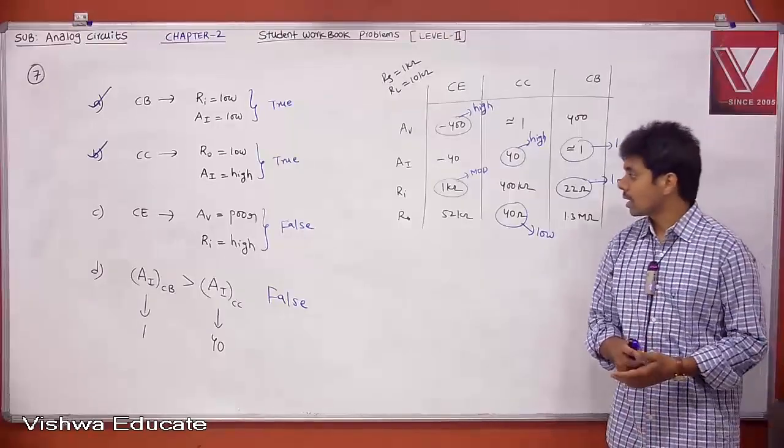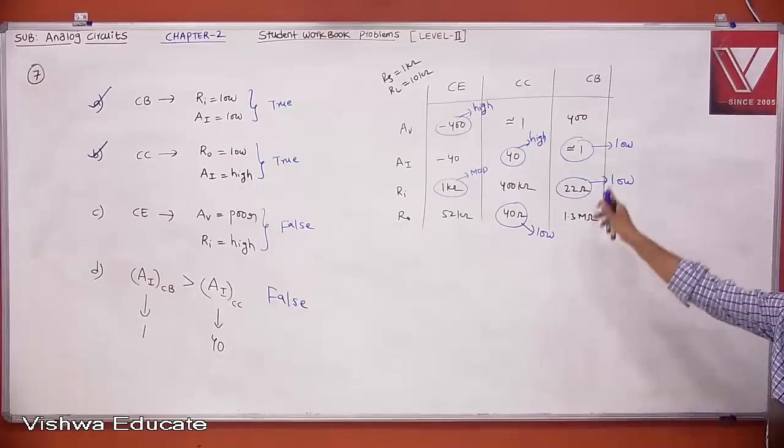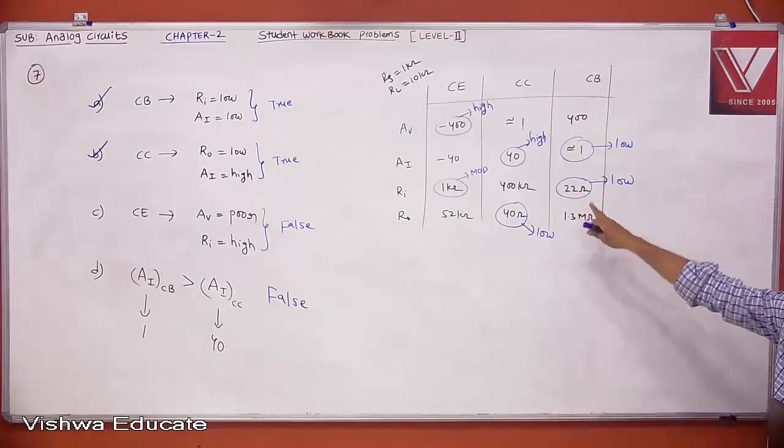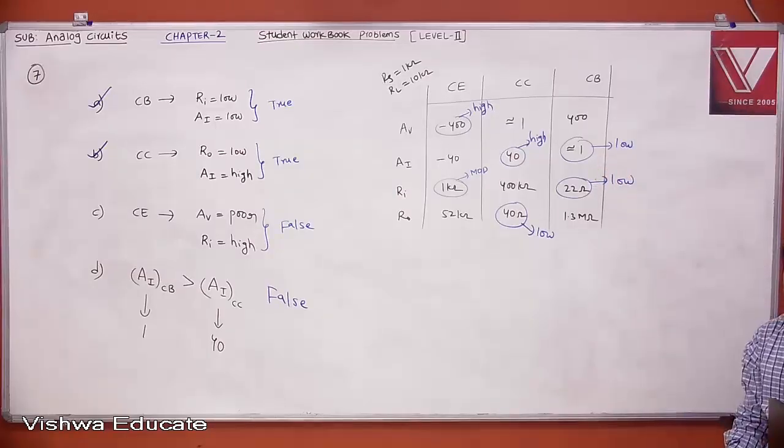I'll give you 50 seconds or 1 minute. Try to draw. We had seen this already, but remember, don't take these values for granted. They are for when RS is 1K, RL is 10K and typical H parameter values. These are all the values. Okay.